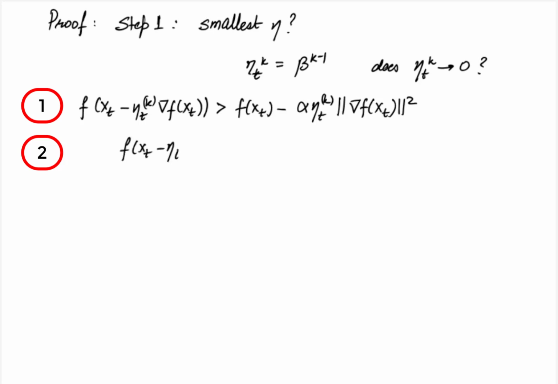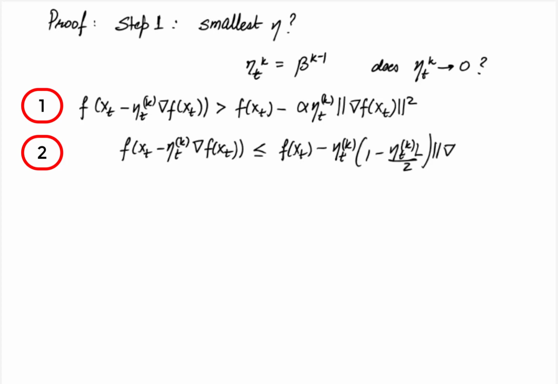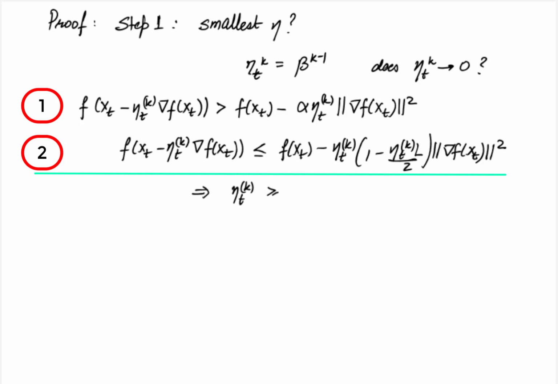It said that f of x_t minus eta_{t,k} gradient f of x_t is less than or equal to f of x_t minus eta_{t,k} times (1 minus eta_{t,k} L by 2) times the norm of gradient f of x_t squared. So if we were to take a step using the current value of eta_{t,k}, at which point the algorithm has not terminated, then this inequality would hold. So all we need to do is to combine these two. If we are in an iteration that satisfies both of these inequalities, which means that the backtracking line search has not terminated yet, then we have that eta_{t,k} is greater than or equal to 1 over L. So this holds for all inner iterations at which the backtracking algorithm is still going on.